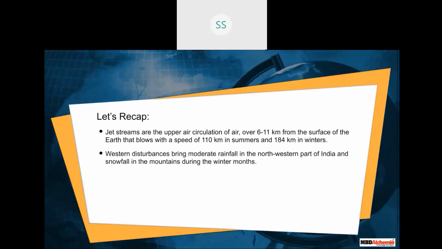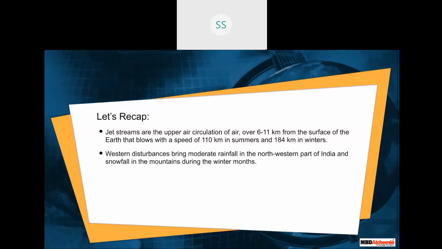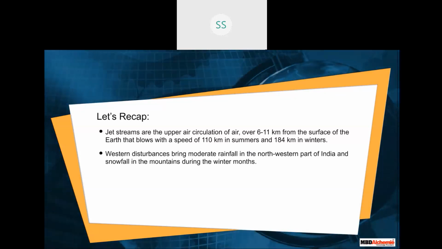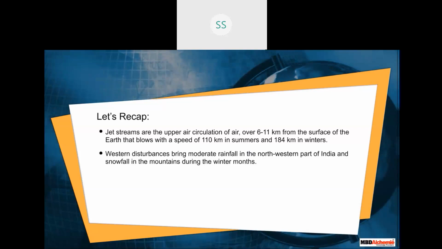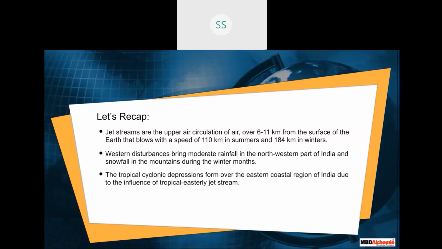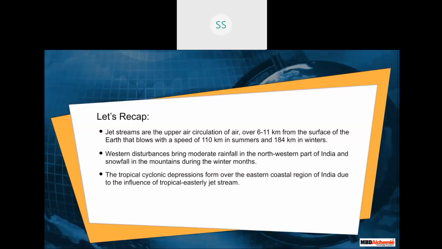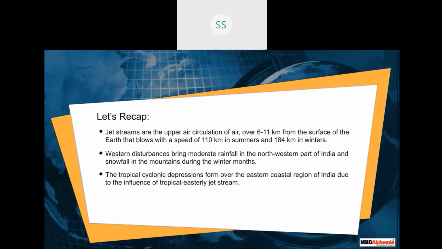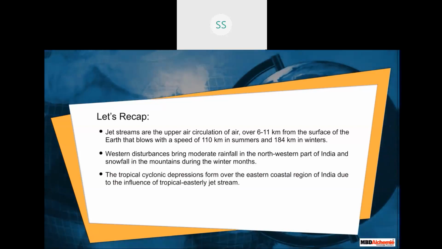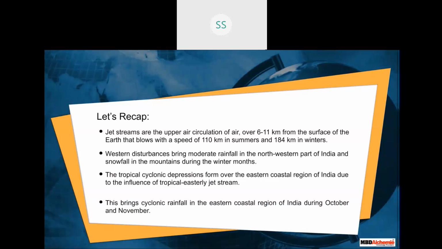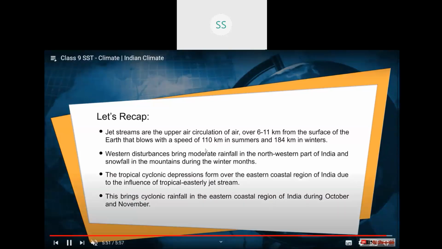Western disturbances bring moderate rainfall in the northwestern part of India and snowfall in the mountain region during the winter months. The tropical cyclonic depression formed over the eastern coastal region of India due to the influence of the tropical easterly jet stream brings cyclonic rainfall in the eastern coastal region of India during October and November.